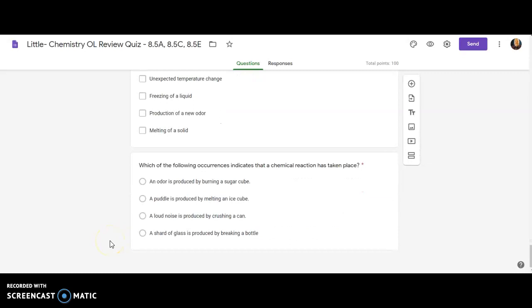Last question. Which of the following occurrences indicates that a chemical reaction has taken place? An odor is produced by burning a sugar cube. A puddle is produced by melting an ice cube. A loud noise is produced by crushing a can. Or a shard of glass is produced by breaking a bottle.